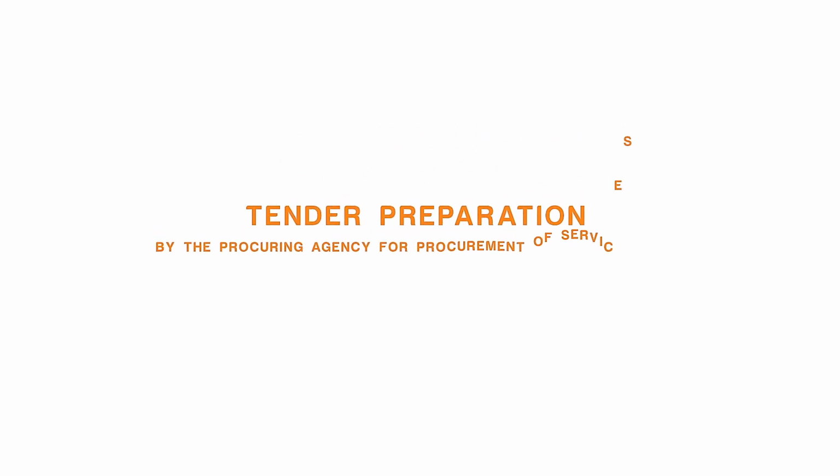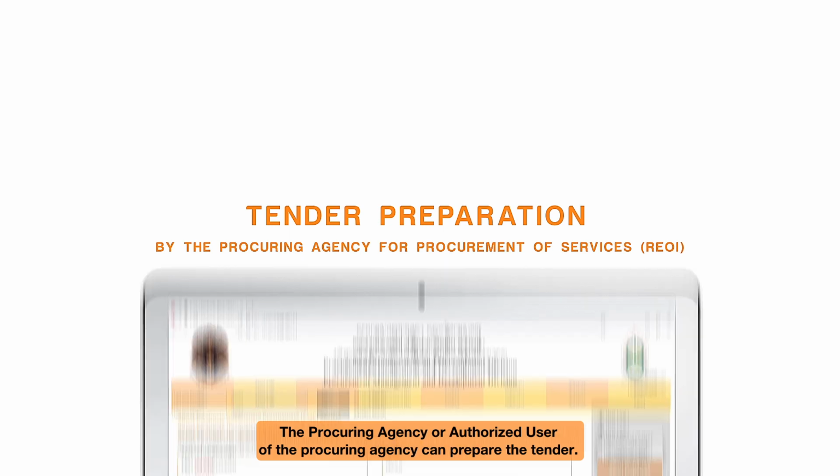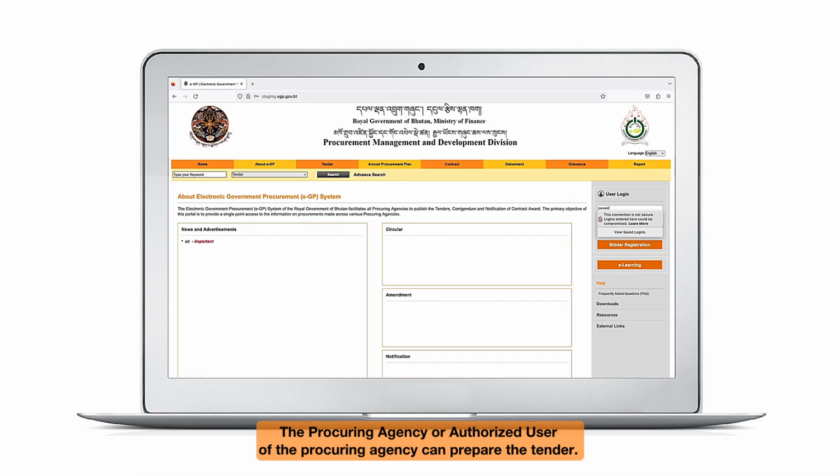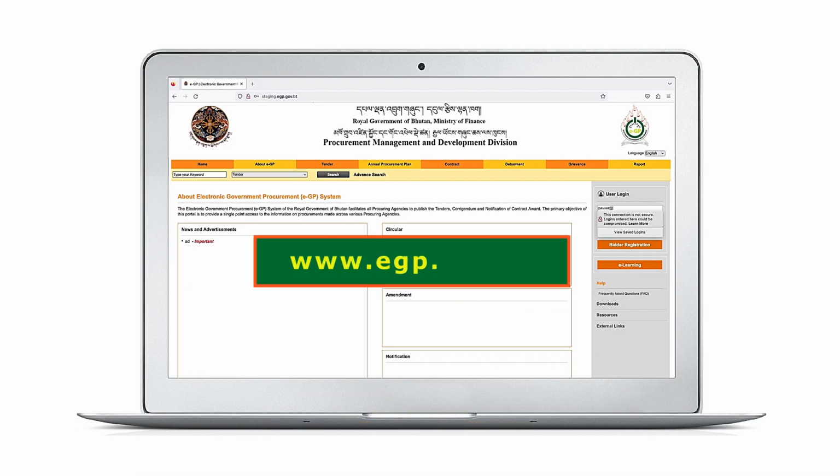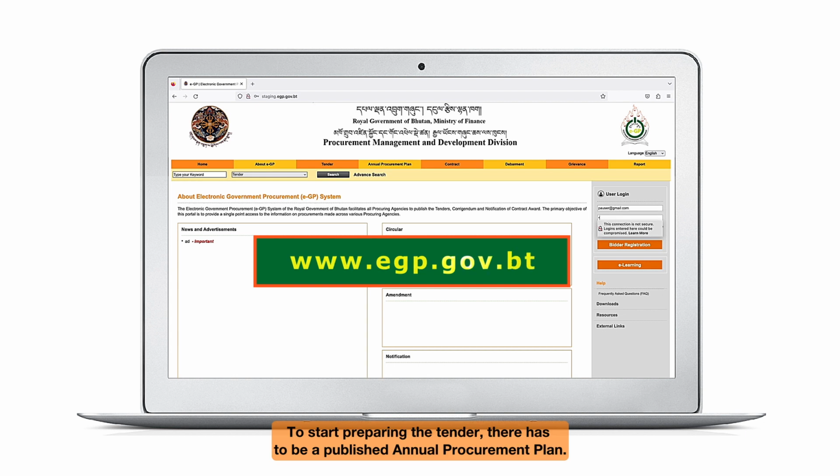Tender preparation by the procuring agency for procurement of services. The procuring agency or authorized user of the procuring agency can prepare the tender. To start preparing the tender, there has to be a published annual procurement plan.